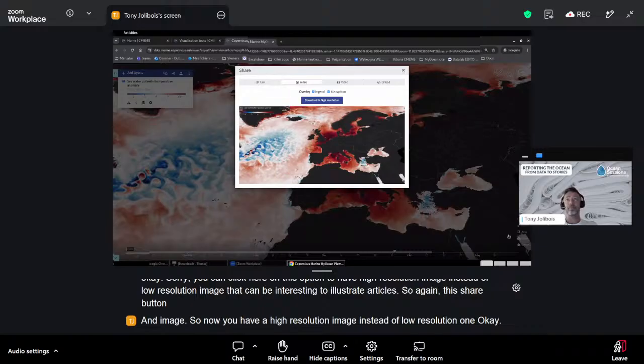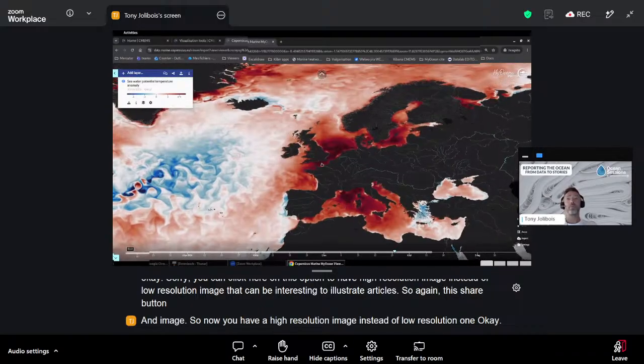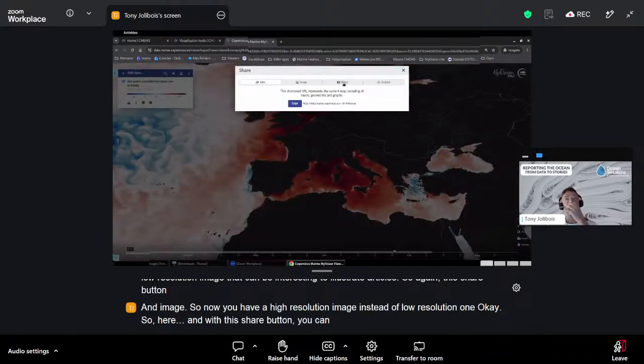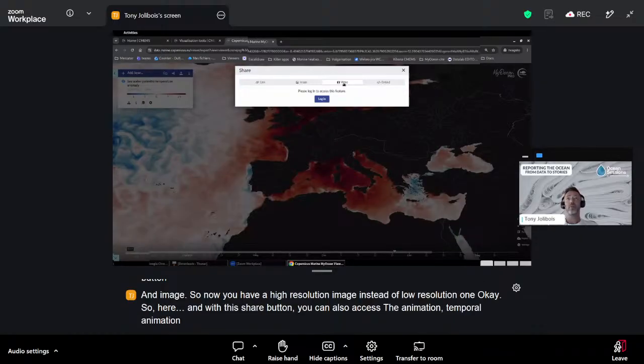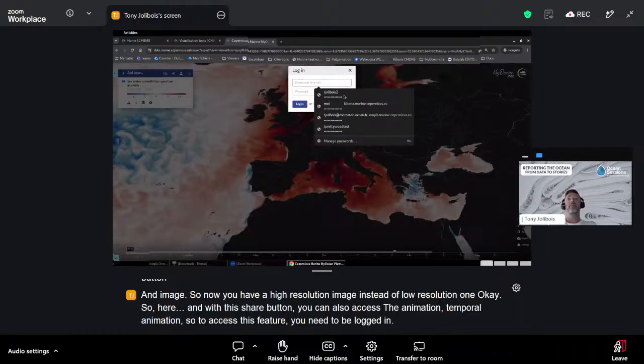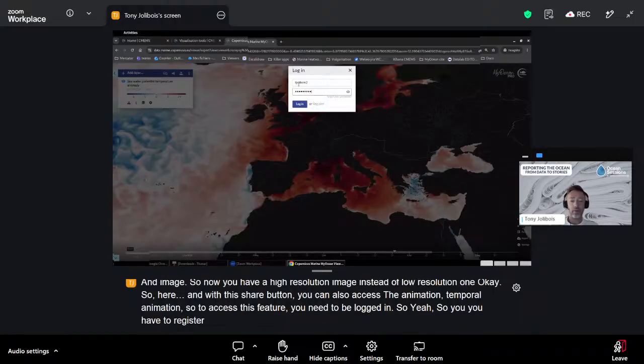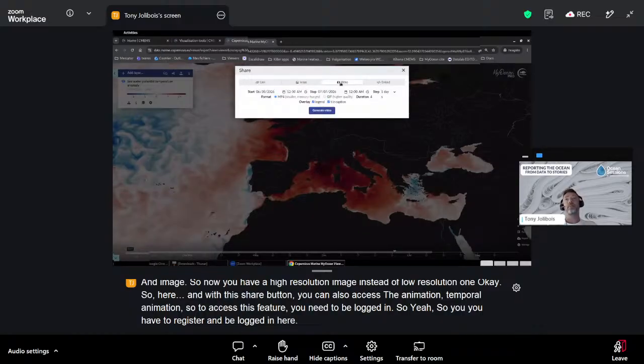Okay. So here, with this share button, you can also access the temporal animation. To access this feature, you need to be logged in, so you have to register and be logged in here. The registration is free, so no problem with that.